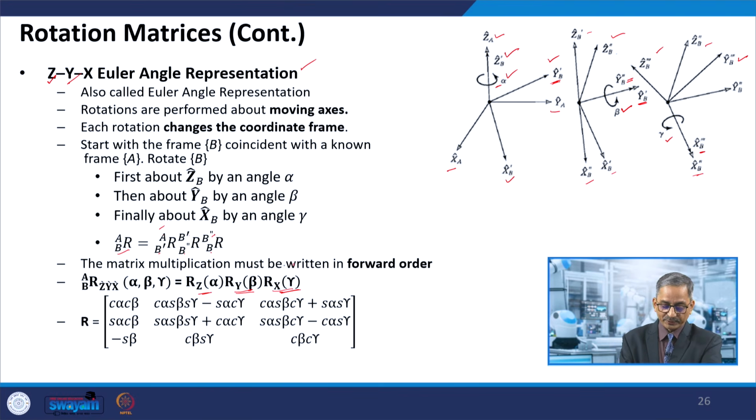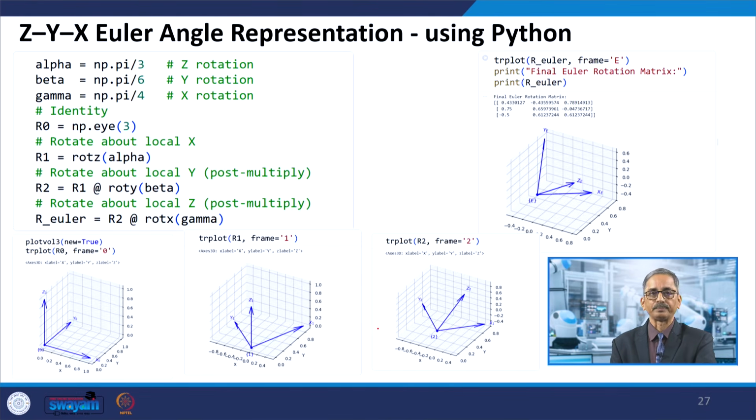And when I substitute these values and simplify, this is the expression which I am going to get. And I can do that demonstration using Python. So, here you have the ZYX Euler-angle representation. Alpha let us take pi by 3, beta pi by 6, and gamma pi by 4.